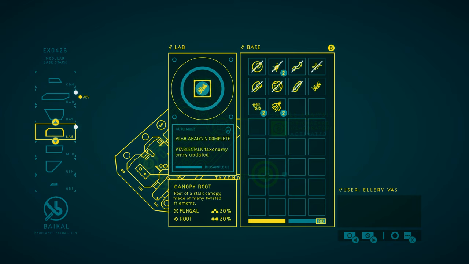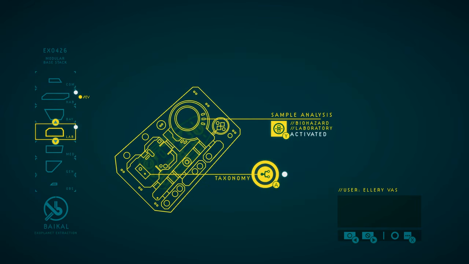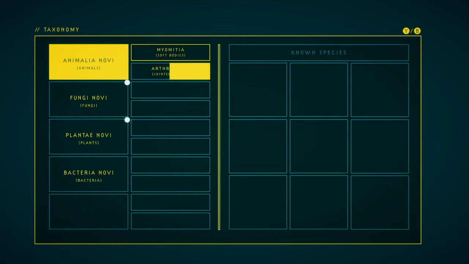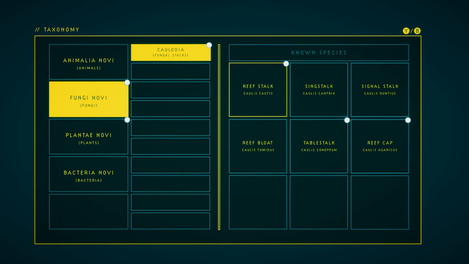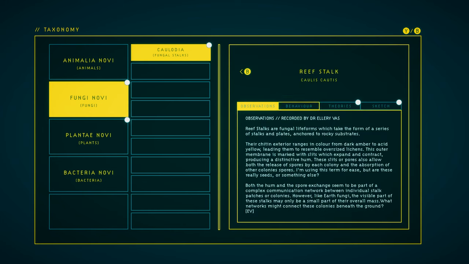Table stock. Bright pollen. Shimmer blooms. Stock root. Reef stock. Okay, that's all of them? Yeah. Yeah, we got a lot of updates here. So, reef stock. We've got the sketch now. Nice. Theories have been updated.